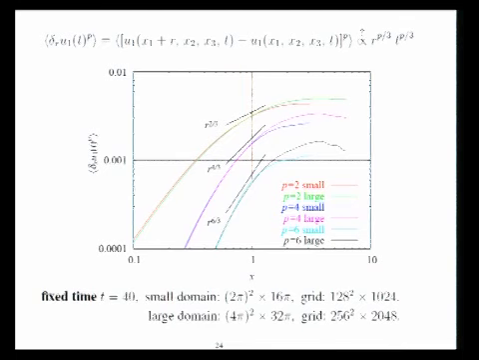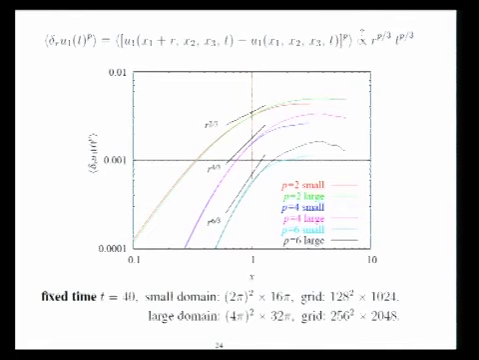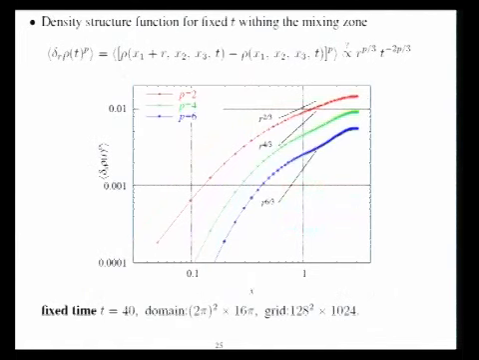So then I show two curves. The red here is a smaller domain, and green here is a larger domain. So for the larger domain, it seems that the scaling range is extended a little bit, but still the scaling exponent is somewhat close to the dimensional prediction.